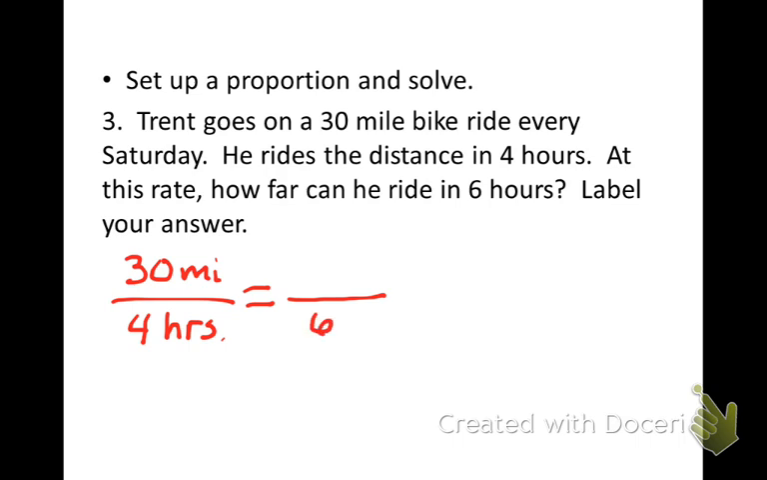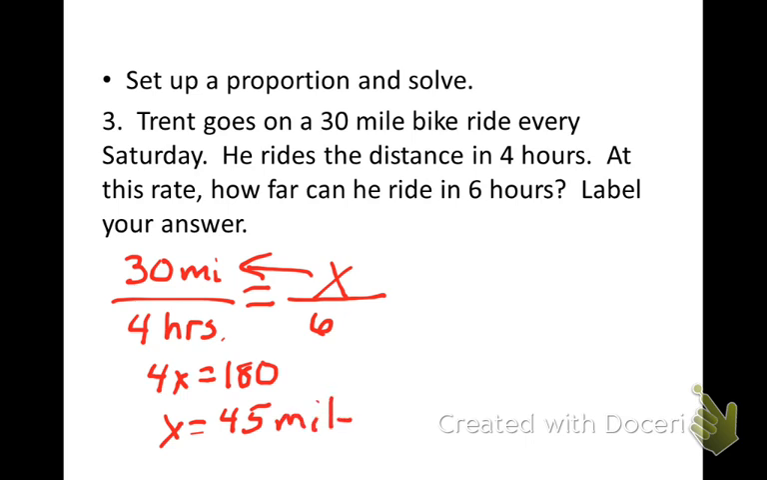And this side, I don't really care if you label. And the x here. So we're going to use our cross products. So 4x equals 180. Divide by 4 and you get x equals 45. Now I do expect a label, so you can look right over here across from what it was to see that it is miles. Remember, m is not an abbreviation for miles. mi would probably work for that.